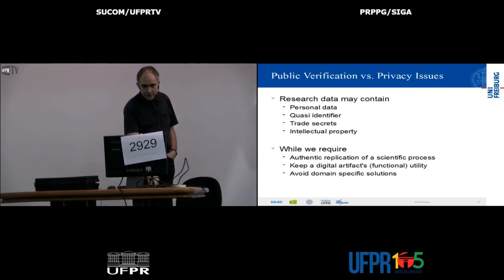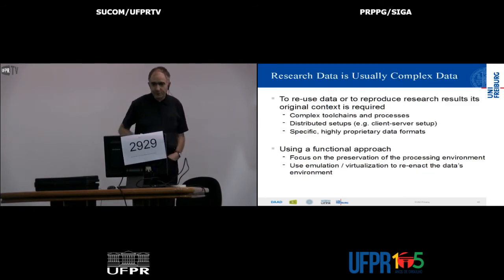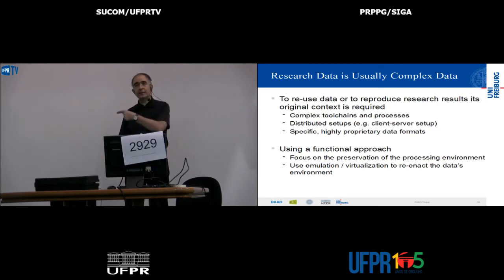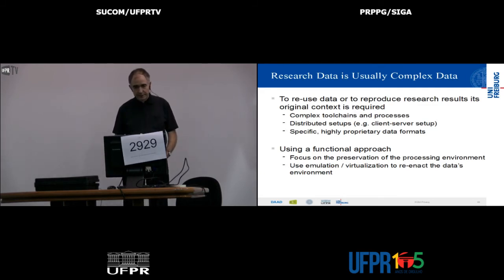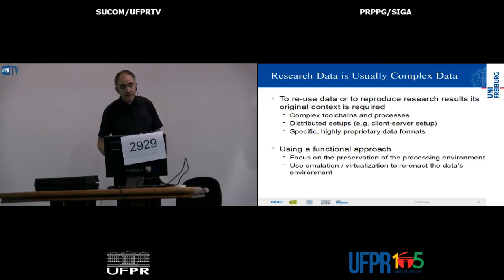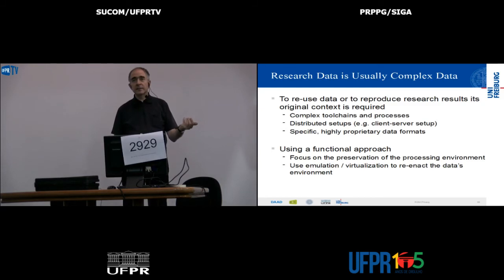Unfortunately, research data management makes things worse. When we want to reuse data, we have complex tool chains. Even the simple examples were open to immediate disclosure. Now we have a tool chain and we don't know what our adversary, our attacker, will make use of. We have distributed setups and we have proprietary data formats. We use, as we learned, emulation and virtualization to recreate the environment. So the data is open to us.